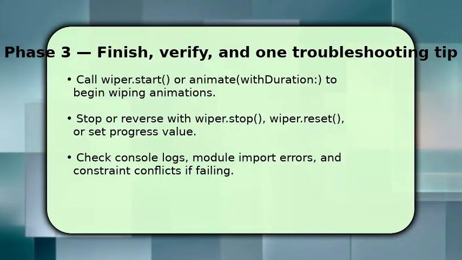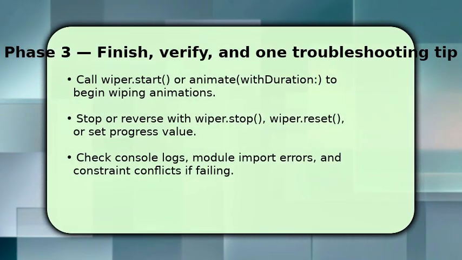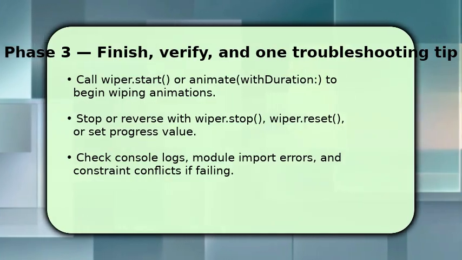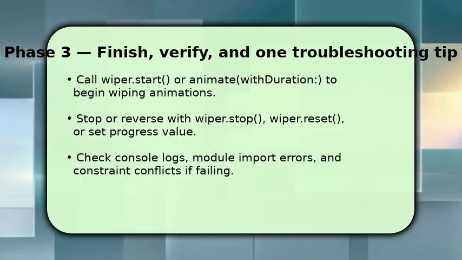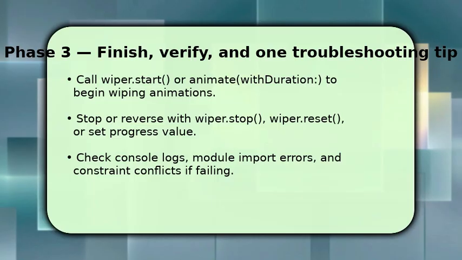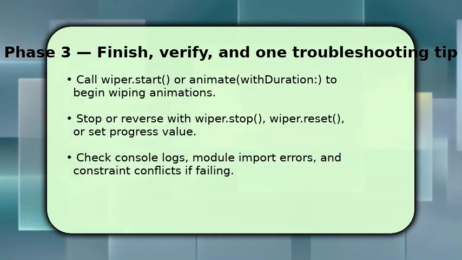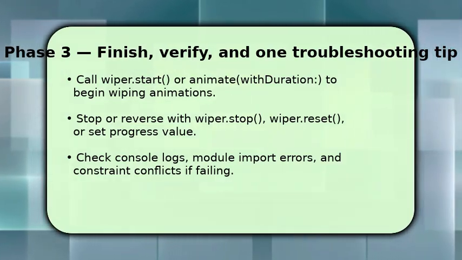Once the animation completes, call wiper.reset(), or remove the view and ensure you clean up delegates to avoid retain cycles. If things go wrong, first inspect console errors for missing imports or version mismatches, then verify auto layout constraints and main thread execution. These are the most common causes of silent failures. If retained, use weak delegates.